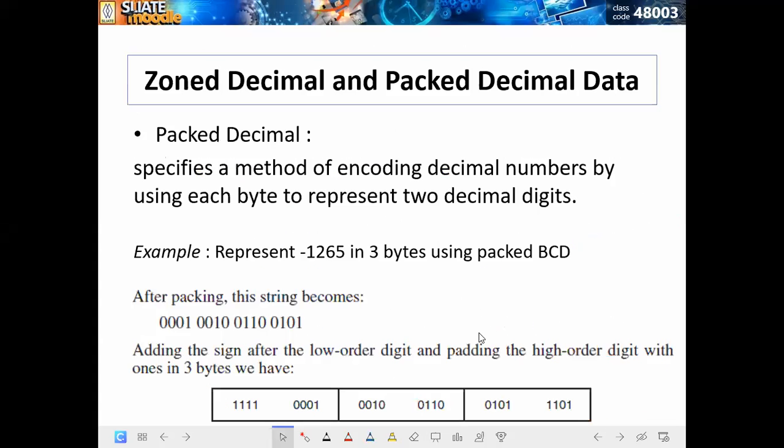Then we have to learn the other one, packed decimal. It says packed decimal specifies a method of encoding decimal numbers by using each byte to represent 2 decimal digits. In zone decimal, each byte represents 1 decimal digit. But here in packed decimal, each byte represents 2 decimal digits. එක byte එක ළමයි මෙතන නම් decimal digits දෙකක් represent වෙනවා.